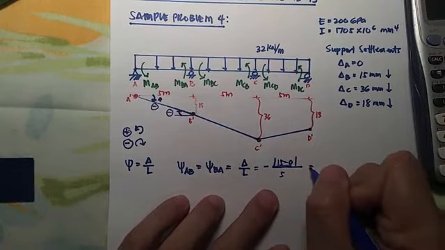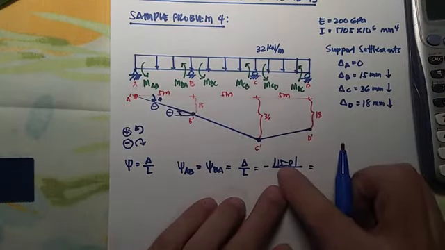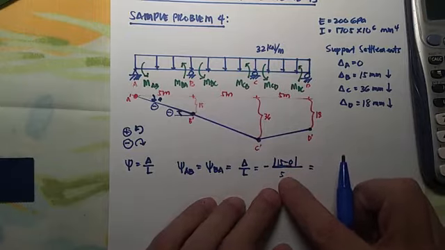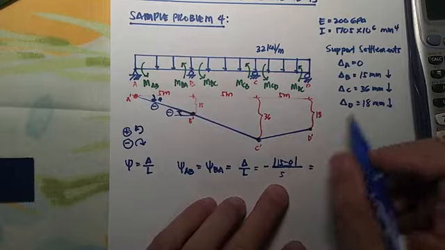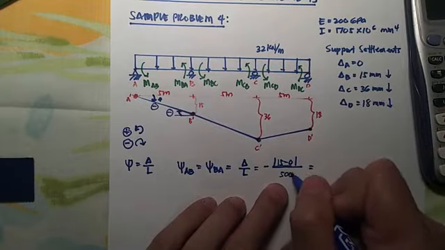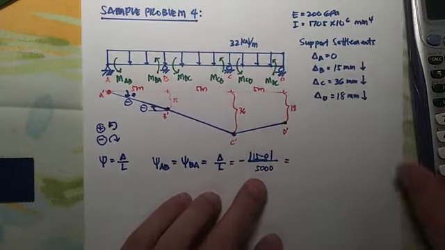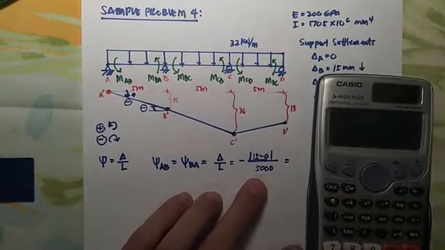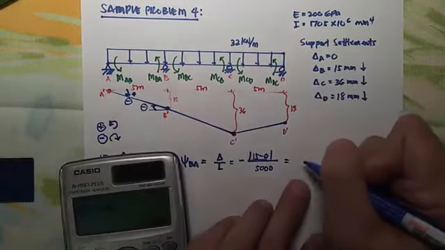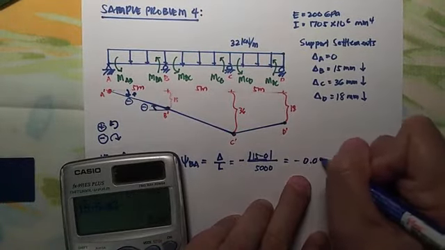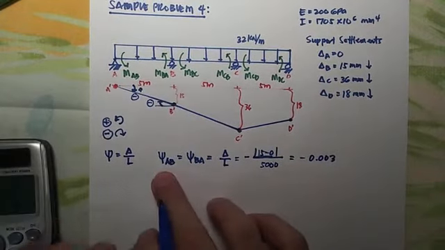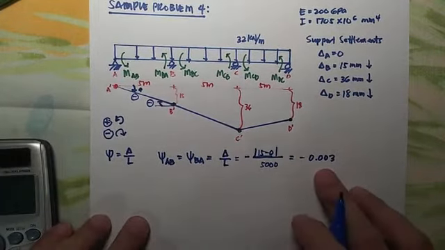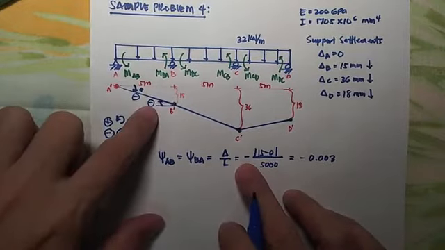Okay? So, that would be 15 minus 0 is 15 divided by 5. Sorry, this 15 is in millimeters. So, yung 5 should be also expressed in millimeters. So, let's make it 5 meters is 5,000 millimeters. So, that becomes 15 divided by 5,000. So, that is negative 0.003. So, yan yung psi for member AB and BA. Negative 0.003. Yung negative kasi clockwise.